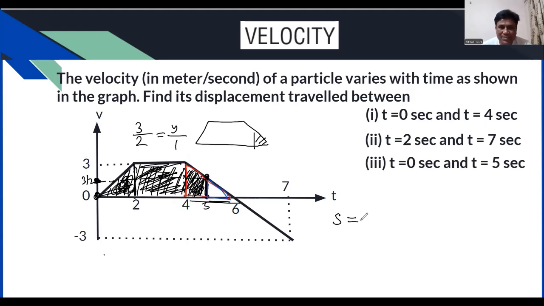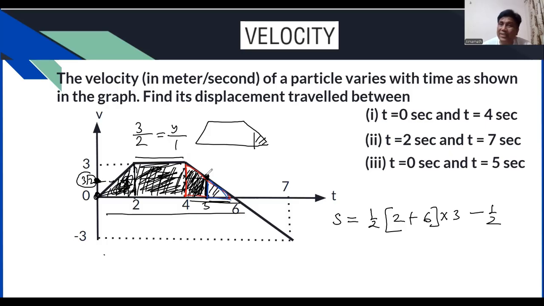Okay. So what will be the total area? Half into sum of the parallel sides. This will be 2 and these will be 6, okay, into height is 3 only, okay, minus that small triangle. For that again you need to know 3 by 2 only. Remember, that 3 by 2 part will be required now also, okay. So half into base into altitude. Altitude is 3 by 2. But 3 by 2 will be calculated from this similar triangle concept only.